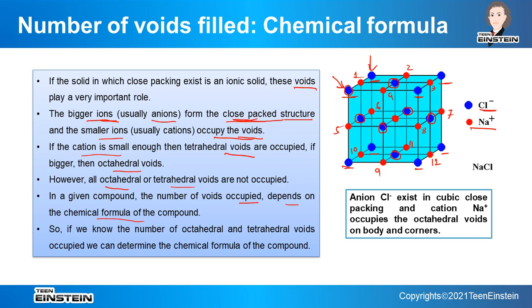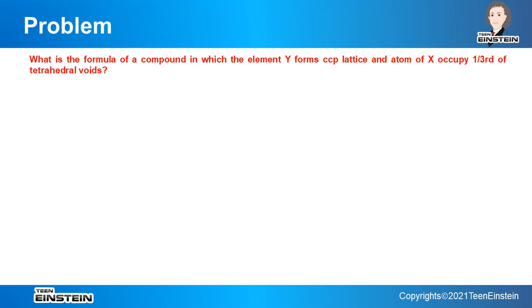Okay. So if it depends on the chemical formula, that means if we know the total number of octahedral voids and total tetrahedral voids occupied, then we can determine the chemical formula of the compound, because these two are related to each other. So we will see how we can do so. Here we have a problem.